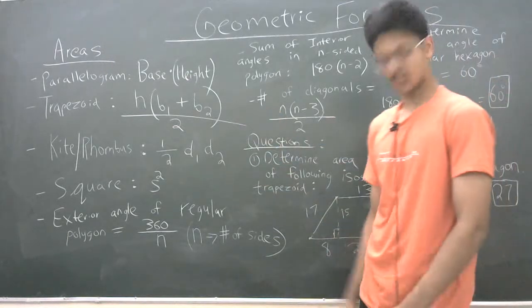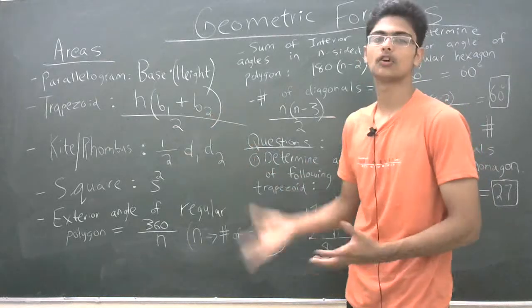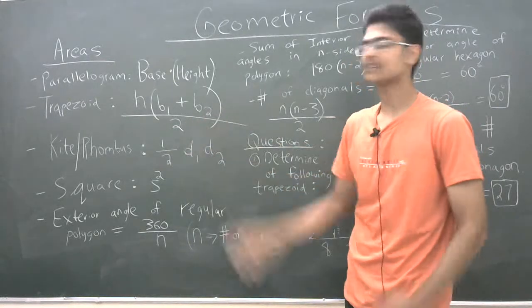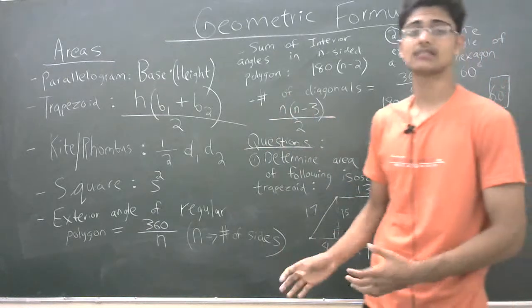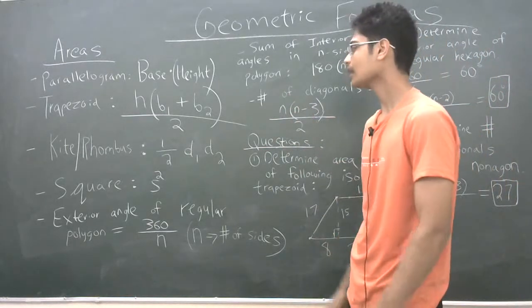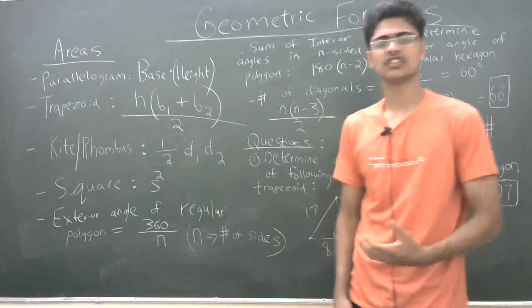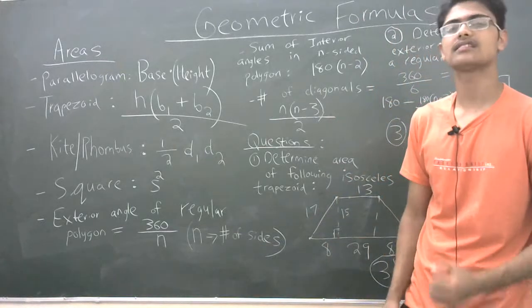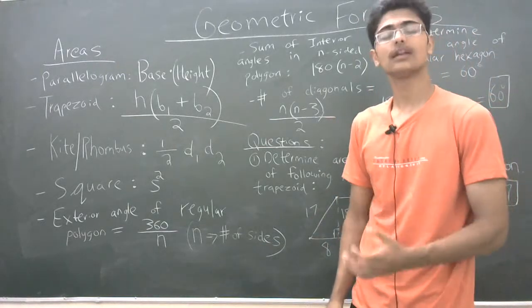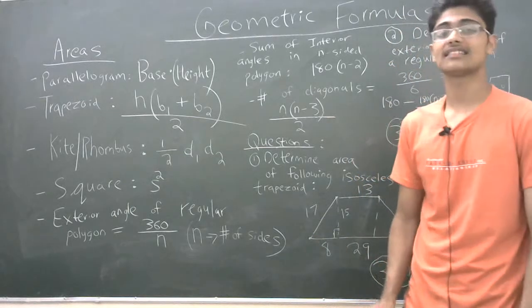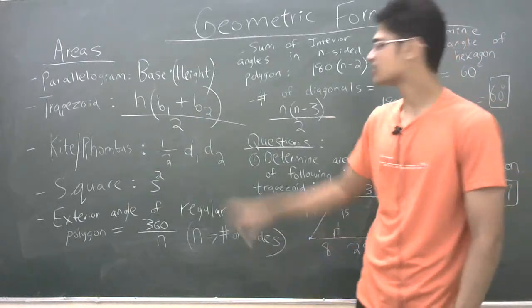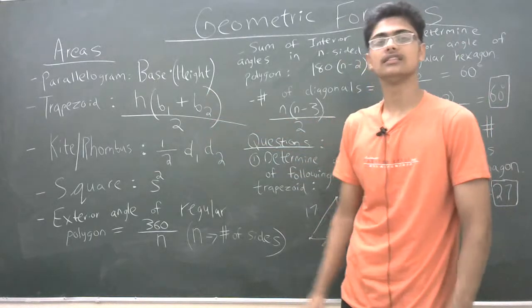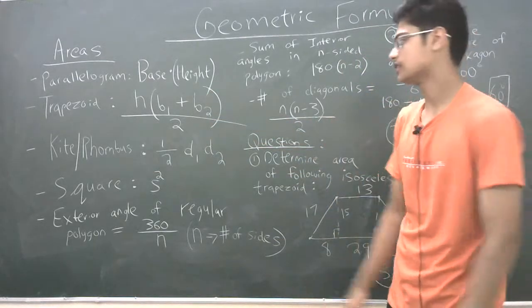The second one is the trapezoid, and with a trapezium or a trapezoid, the formula is h times the summation of the first base and the second base, all divided by 2. This is a formula that you should just know. Again, in the previous lesson I said that the trapezoid is a figure which has exactly one set of parallel lines. And so just using this formula, you can determine the area of the trapezium.